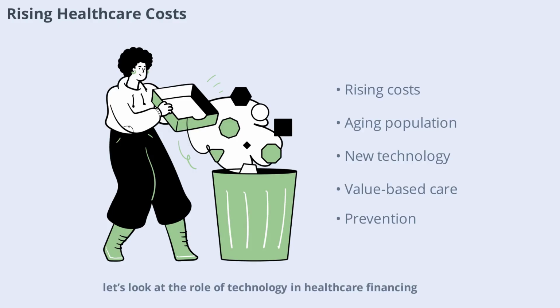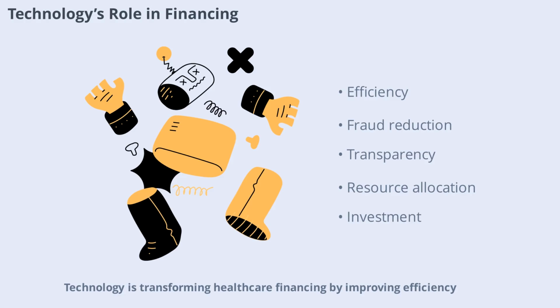Next, let's look at the role of technology in healthcare financing. Technology is transforming healthcare financing by improving efficiency, reducing fraud, and enabling new payment models. Electronic health records, telemedicine, and data analytics help streamline processes and enhance transparency. These tools can support better decision-making and resource allocation. However, technology also requires investment and training. The impact of technology varies across financing models.